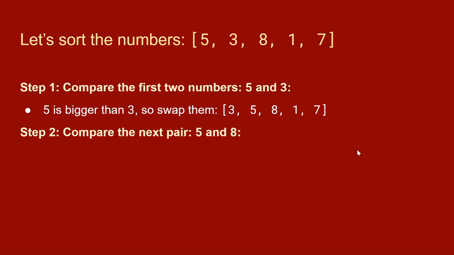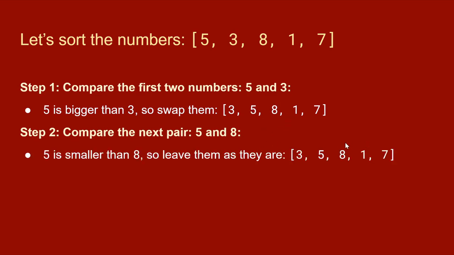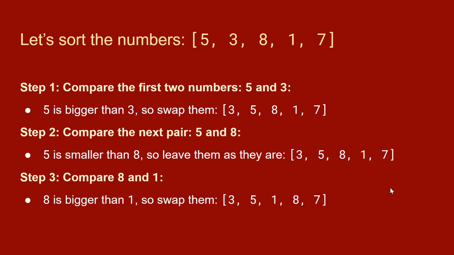And in step 2, we'll take another pair, that is the element of the second place and element of the third place. And when we compare them, we'll see 5 is smaller than 8, so we'll leave them as they are. And our list will remain 3, 5, 8, 1 and 7. And in step 3, we'll compare another pair, that is the element of the third place and element of the fourth place. And when we compare them, we'll see 8 is bigger than 1. So we'll swap their position, and after that swapping, our list will become 3, 5, 1, 8 and 7.